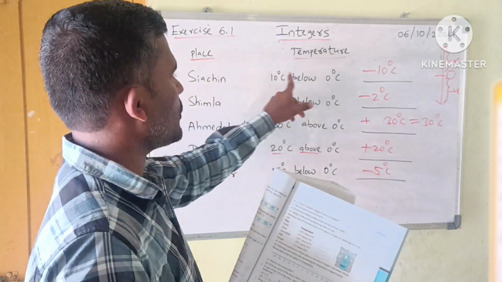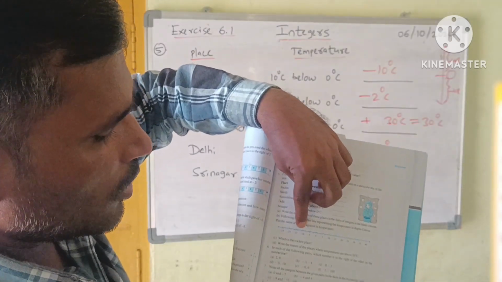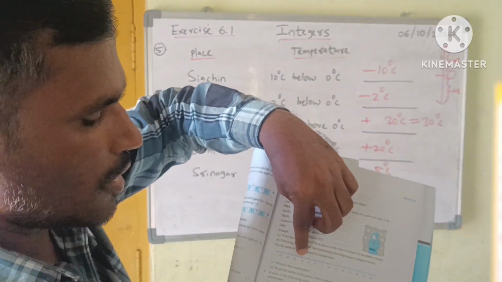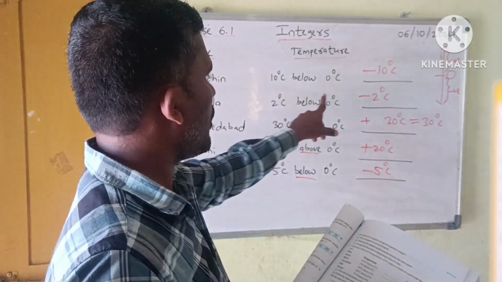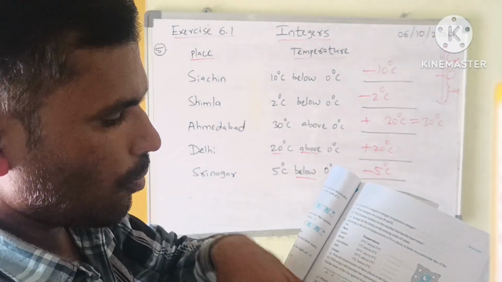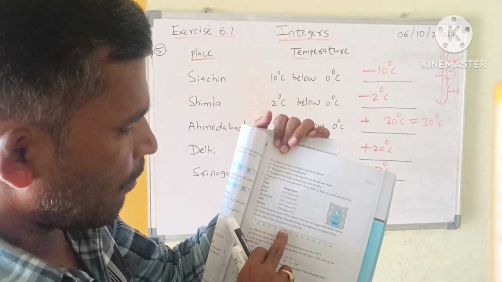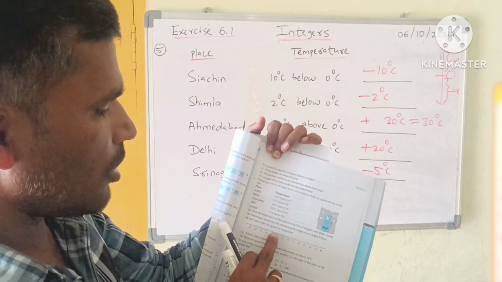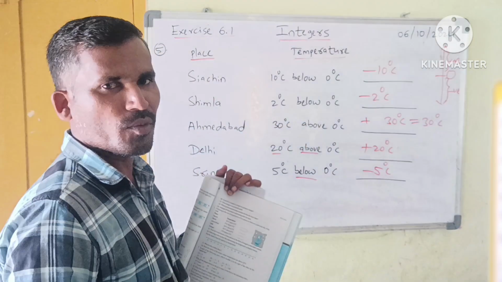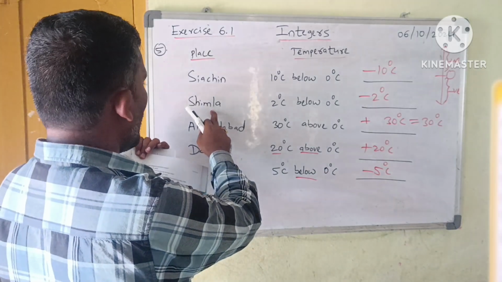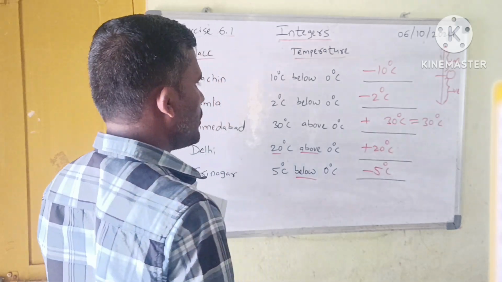So that is Siachen, how much do we have? Minus 10 degrees. So at minus 10 you have to write Siachen. Next Shimla. Shimla minus 2 degrees centigrade. Minus 2 means here, 0, then minus 1, minus 2. So at minus 2 you have to plot the name Shimla. And plus 30 degrees centigrade.